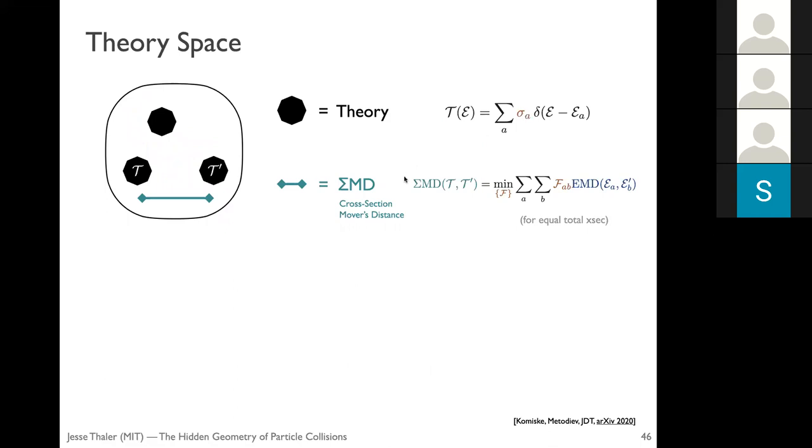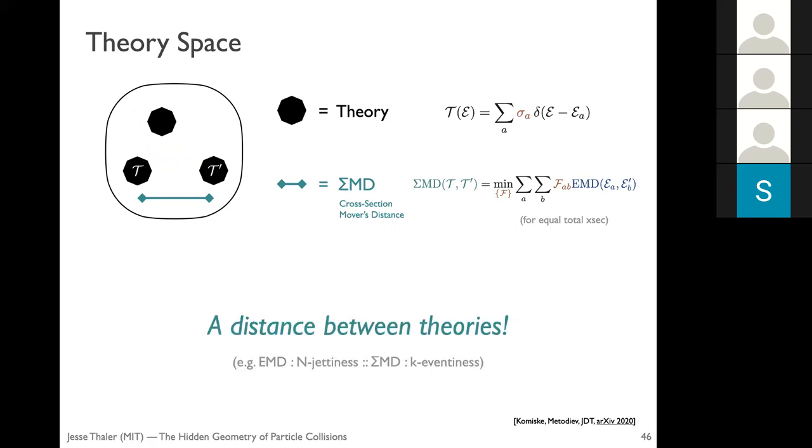I can try to distort the cross-sections from one theory to another, and that defines the cross-section mover's distance, stylized as sigma MD. And here's a formula for what this cross-section mover's distance is. This cross-section mover's distance gives me a natural distance between theories. And now your brain starts going off and thinking, well, geez, if I use the energy mover's distance to define N-jettiness, I could use this cross-section mover's distance to define something like K-eventiness. And in fact, this K-medoids thing that I showed before turns out to be related to that notion.